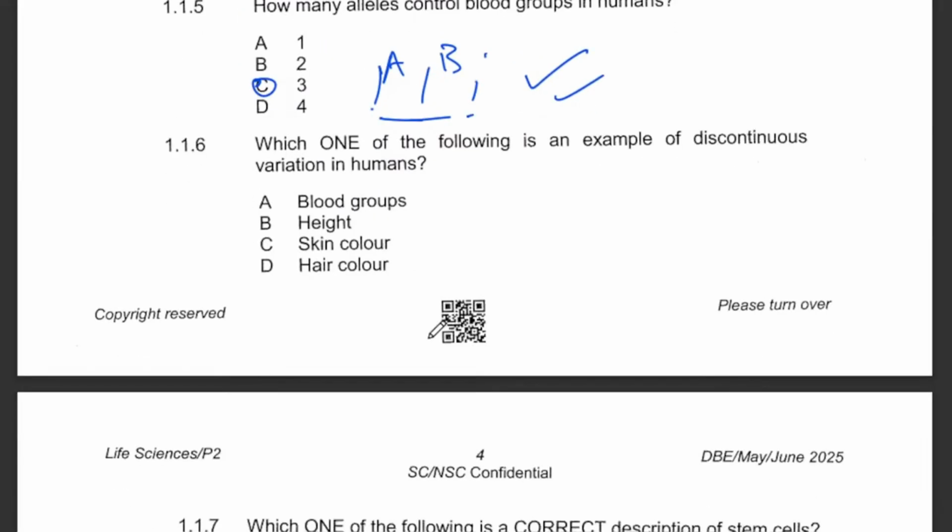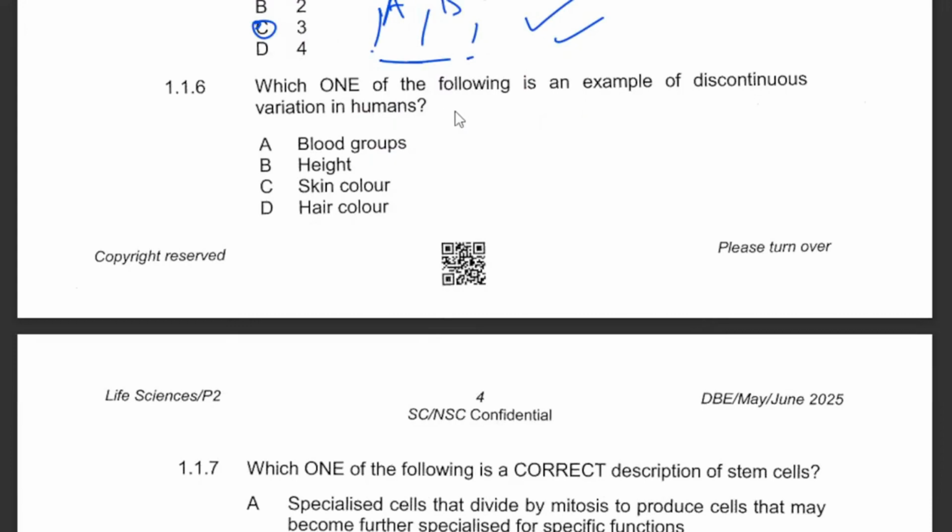Guys, the paper was flowing. Which one of the following is an example of discontinuous variation? We say that anything which you are born with and it's exactly the same way it is. We said blood group. We said height is different, skin color. You are born yellow bone, now you are dark skinned like me. Hair color keeps on changing. You understand? So the answer here is B only. If you are blood group A, you are born blood group A, you will die blood group A. So that becomes the answer.